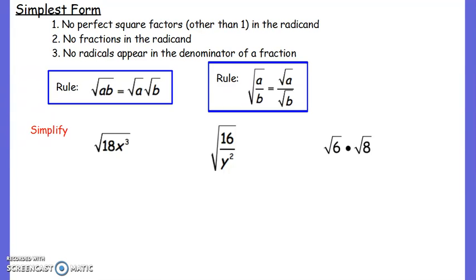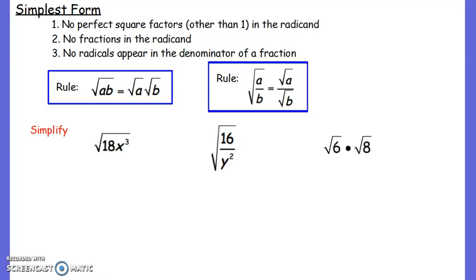Alright, this is a video to help you find simplest form, or essentially simplify square root or radical expressions. There are three things that we want to make sure of when we're simplifying radical expressions. We're not done until no perfect square factor other than 1 is in the radicand. So things like 18, where we've got a 2 and a 3 and another 3 and whatever else might be in there, need to be removed. Anything that's in there twice, and we'll show you why that is, needs to be taken out.